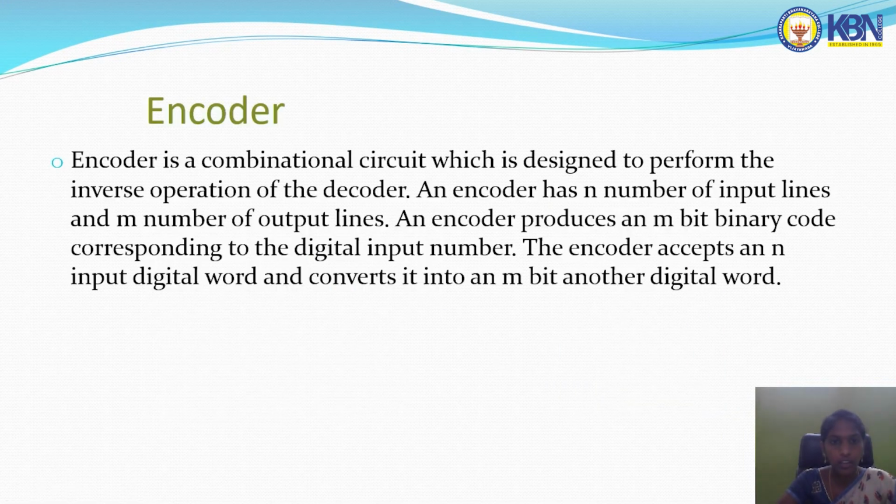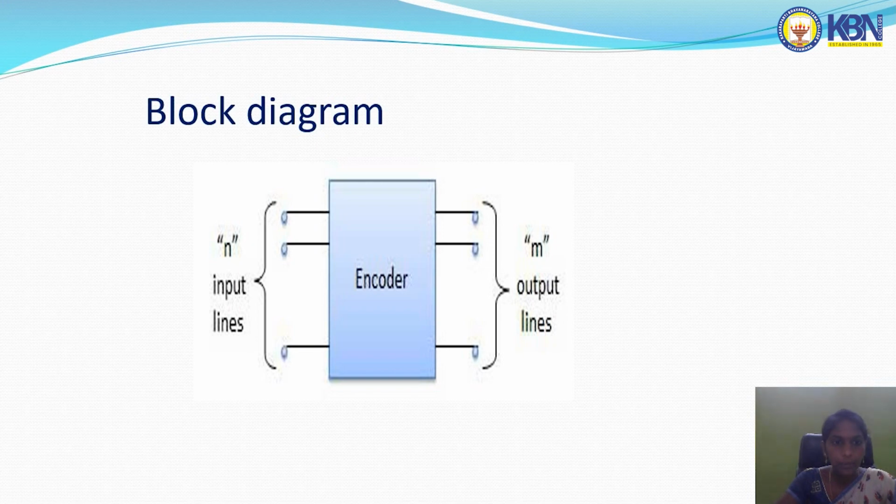Encoder. An encoder is a combinational circuit which is designed to perform the inverse operation of the decoder. An encoder has n number of input lines and m number of output lines. An encoder produces an m-bit binary code corresponding to the digital input number. The encoder accepts an n-input digital word and converts it to an m-bit another digital word. This is the block diagram of the encoder: n input lines and m output lines.